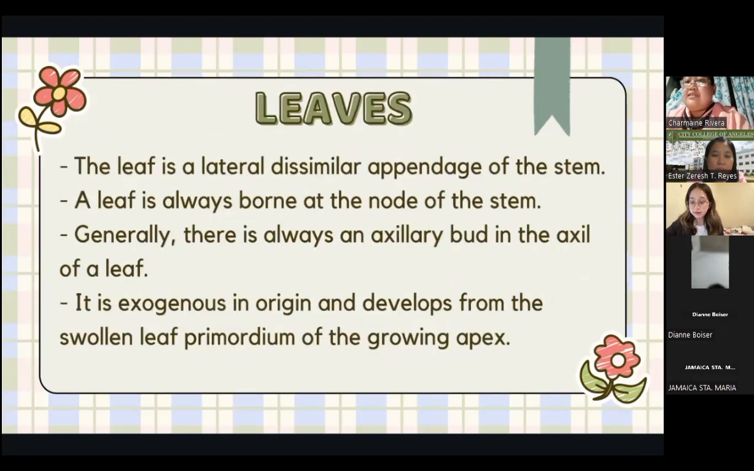And the other one is leaves. What are the characteristics of leaves? The leaf is a lateral, flat appendage of the stem. A leaf is always born at the node of the stem. Generally, there is always an axillary bud in the axil of a leaf. It is exogenous in origin and develops from the swollen leaf primordium of the growing apex.